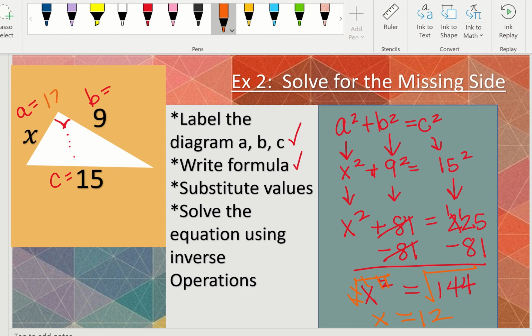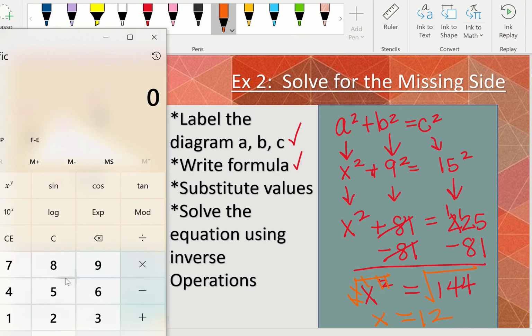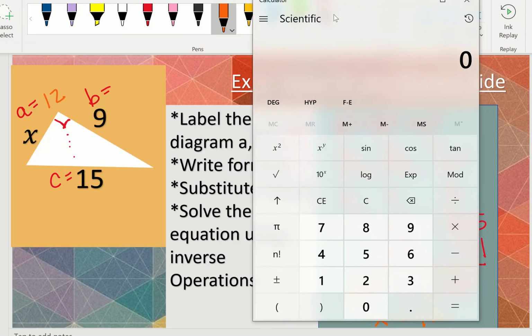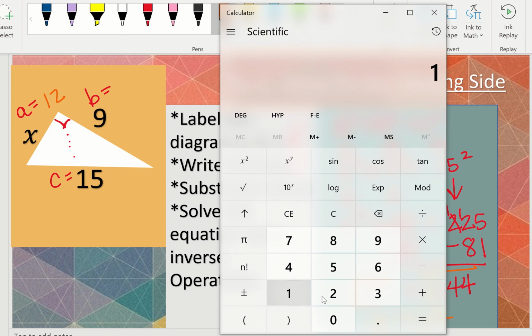So the leg is 12, the other leg is 9, and the hypotenuse is 15. And what we know about the Pythagorean Theorem says that our longest side has to be our hypotenuse. The other two sides are our legs. 12 squared is 144, 9 squared is 81, and if we add those together, just to check, 12 squared plus 9 squared, we get 225, and that's the same thing as 15 squared.